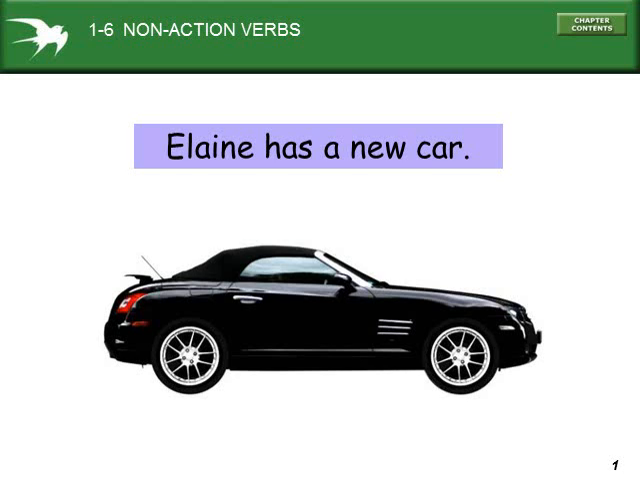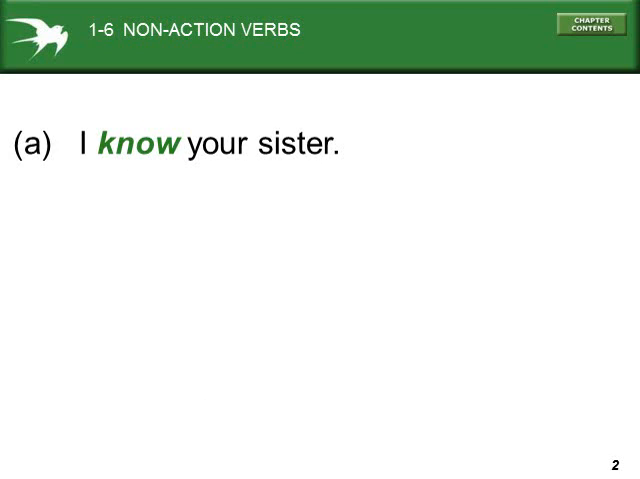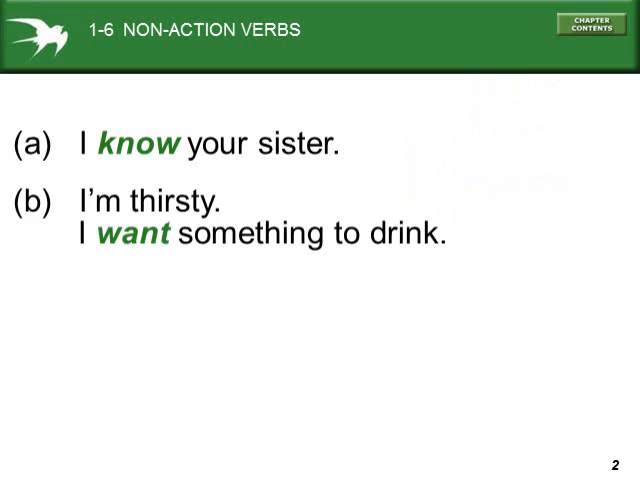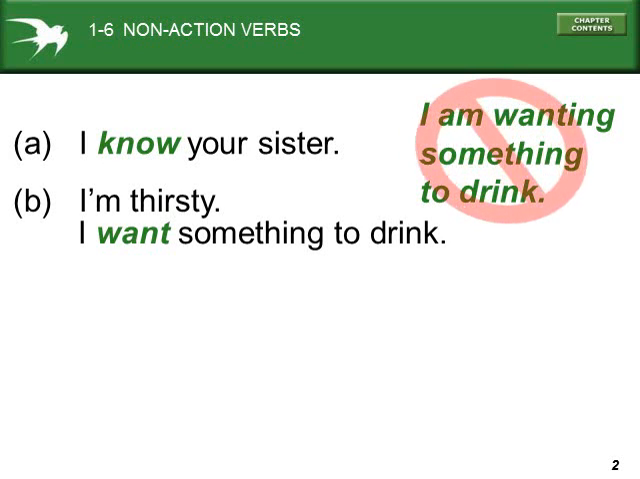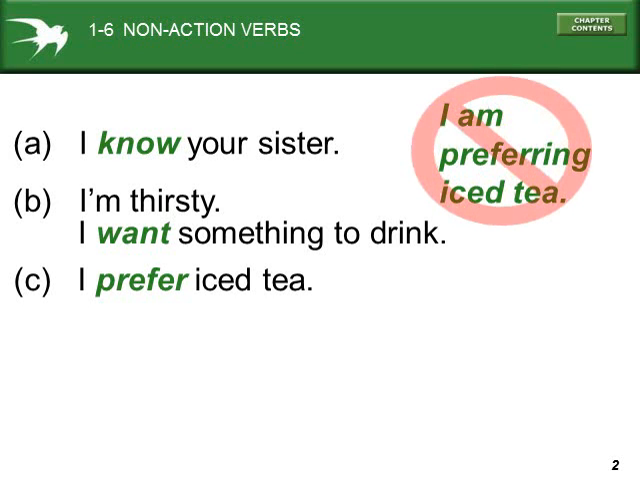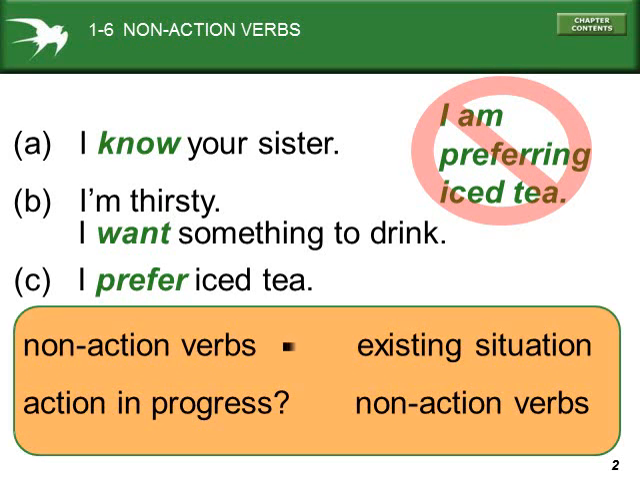Let's start off here. We have Elaine has a new car, and we have the verb in the sentence, which is have. Here's another one where I know your sister, but we can't say I'm knowing your sister. I'm thirsty. I want something to drink, but we can't say I am wanting something to drink. I prefer iced tea, but we can't say I'm preferring iced tea.